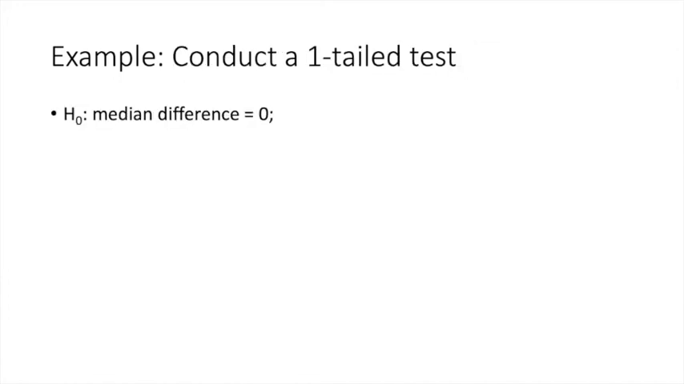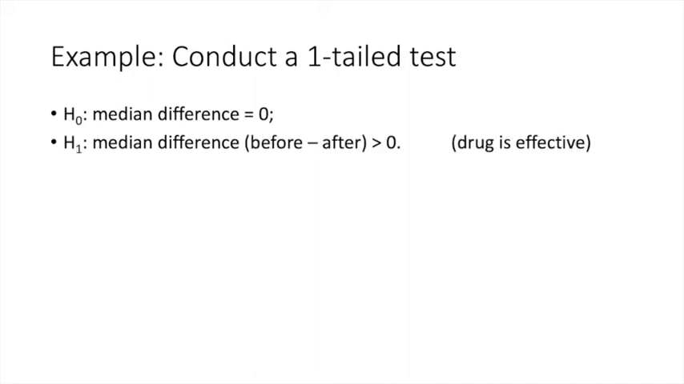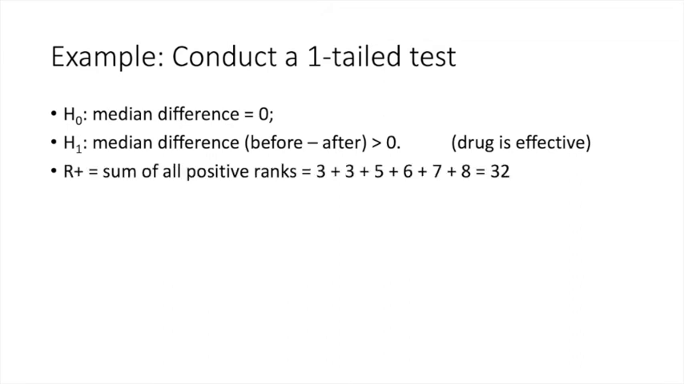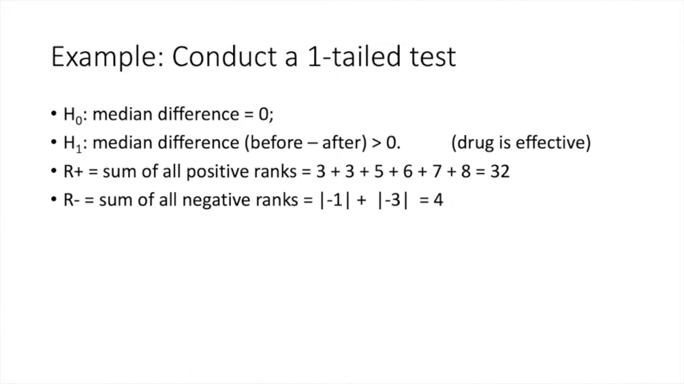So let us finish off our test. H0 says median difference equals 0. H1 says that median difference is greater than 0, hence the drug is effective. R plus is the sum of all positive ranks, that equals 32. Notice all the positive ranks are rather high. R minus is the sum of magnitudes of all negative ranks, and that equals 4. Notice the negative ranks are low in this example, and they're only 1 and 3.